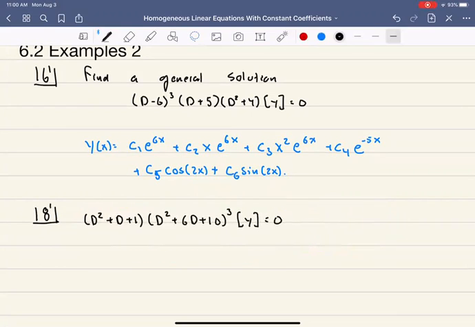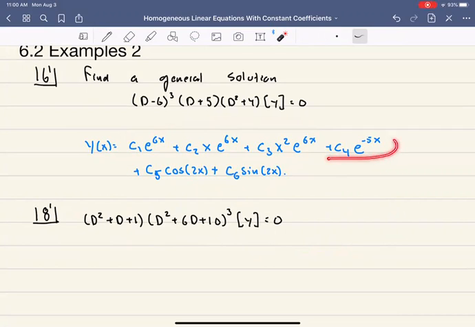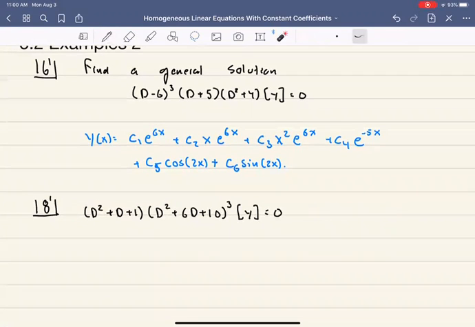I hope. Okay, the (D - 3)^3 gave us terms similar to these three, except with e to the 3x. And the (D - 2) would have given us a term like this with an e to the 2x, okay? But these two are interesting enough on their own. Okay, so let's factor.